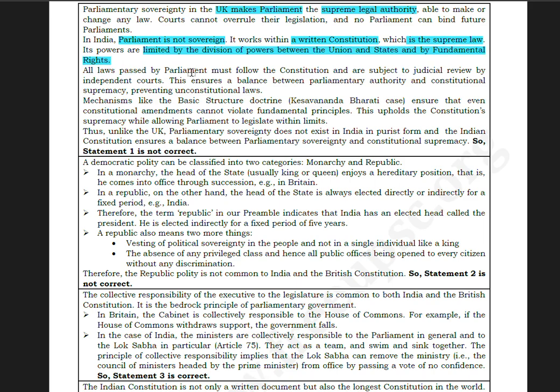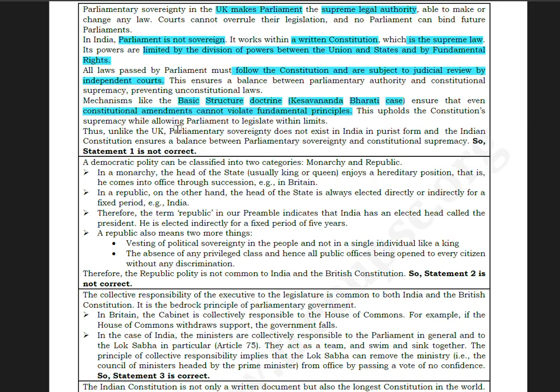All laws passed by parliament must follow the constitution and are subject to judicial review by independent courts. This ensures a balance between parliamentary authority and constitutional supremacy, preventing unconstitutional law. Mechanisms like the basic structure doctrine, Kesavananda Bharati case, ensure that even constitutional amendments cannot violate fundamental principles. This affords the constitution supremacy while allowing parliament to legislate within limits.